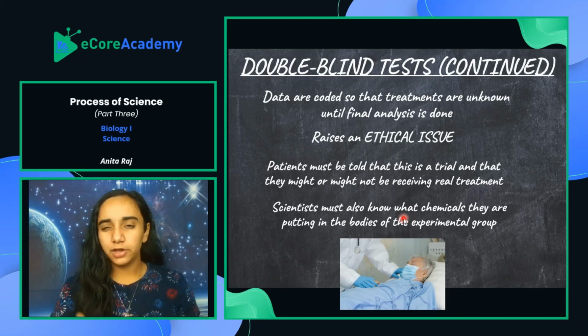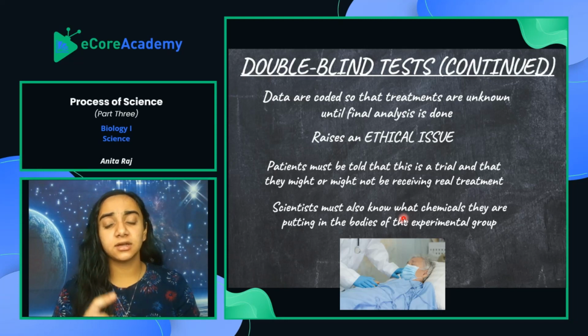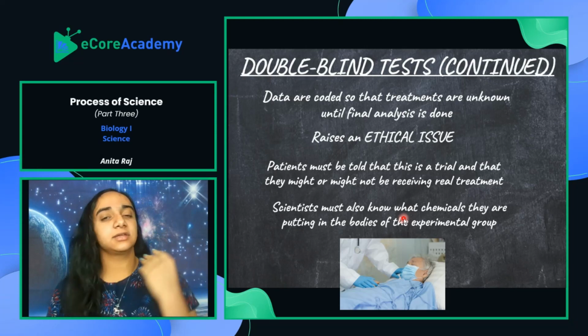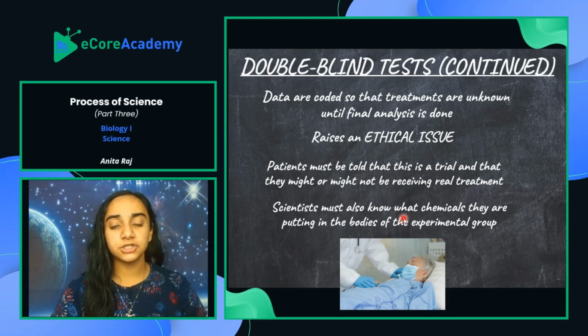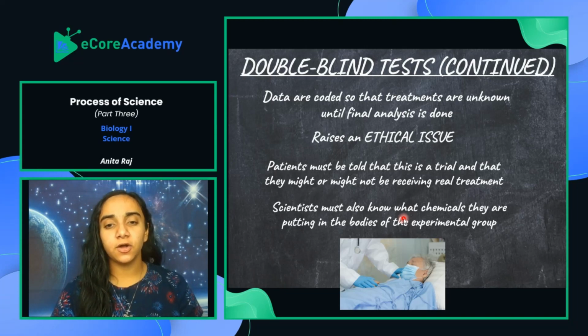But before I end with the double-blind test, I do want to bring something up: the double-blind test does raise an ethical issue in the medical field. Like I said, the double-blind test is primarily used for clinical trials, and this raises an ethical issue, and you might be wondering why. Patients must be told that this is a trial and that they might or might not be receiving real treatment.